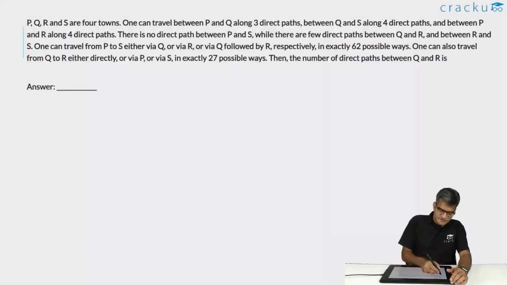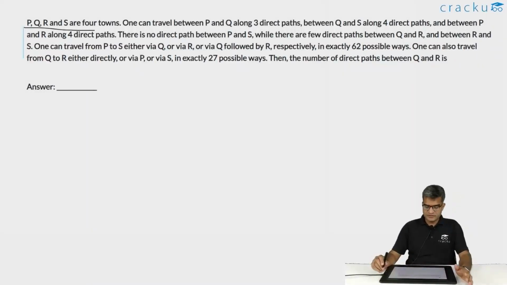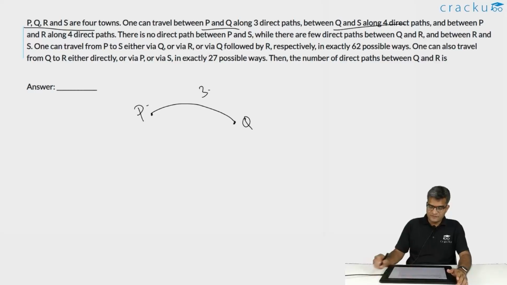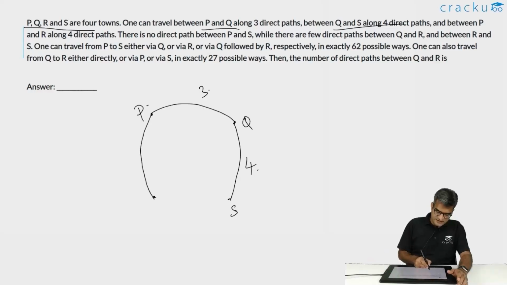In this question, we have P, Q, R and S. There are 4 towns and there are some roads which are connecting each one of them. You can travel from P to Q along 3 direct paths. So if this is P, in 3 direct paths, you can come to Q. And between Q and S, you can travel in 4 different paths. Similarly, between P and R, you can travel in 4 different paths. So if this is R, you can travel in 4 different paths.